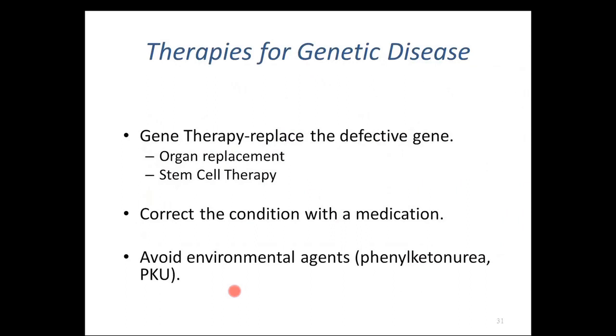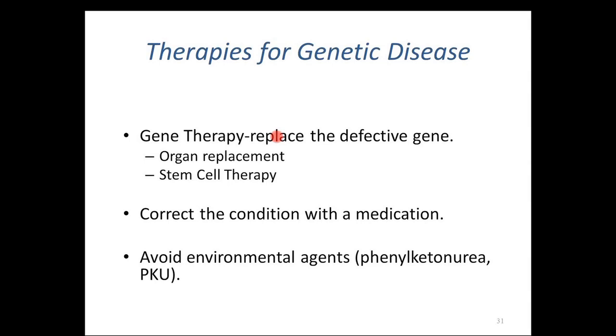So let me talk then in general about some of the concepts that have been advanced for correcting or treating genetic diseases. The most obvious would be gene therapy. If we could just replace a defective gene in all of the cells in an individual with a genetic disease, then in principle that would cure the disease. That turns out to be not practical to do in most cases.